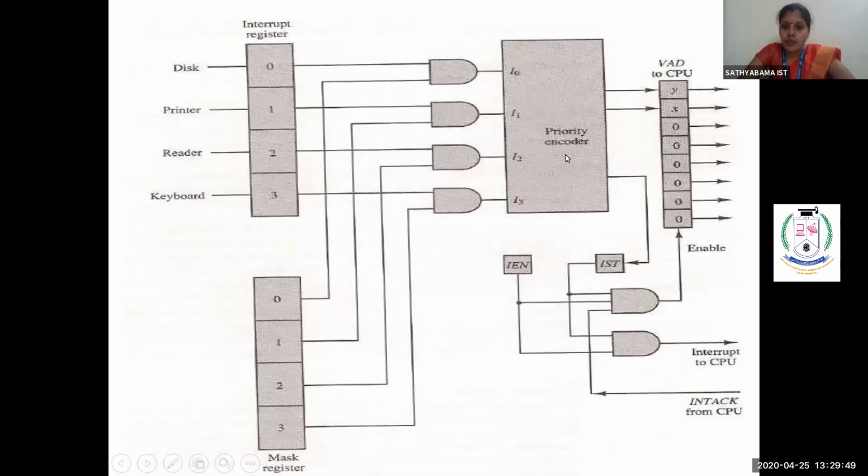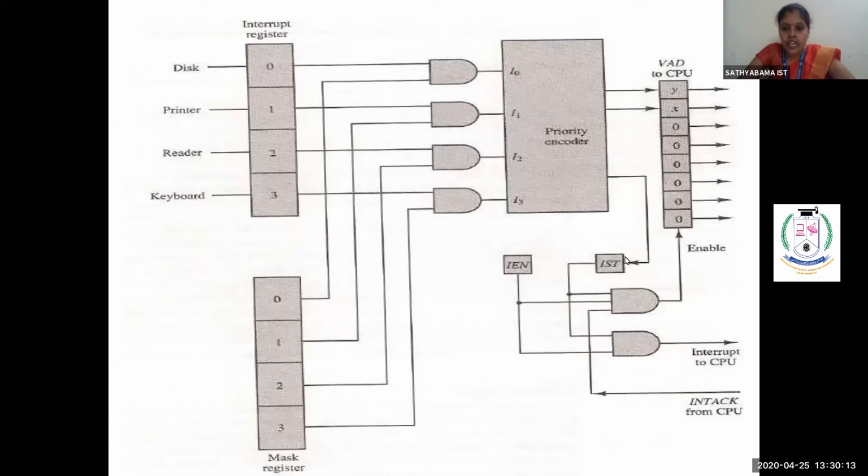Why is the priority encoder used? It takes 4 inputs and makes them 2 outputs. I think you studied this in digital systems. So the 4 inputs come from the adder, and the priority encoder makes it a 2-bit output. It is sent to the VAD lines. Why the VAD lines? Because the address will go to the CPU through the VAD lines.